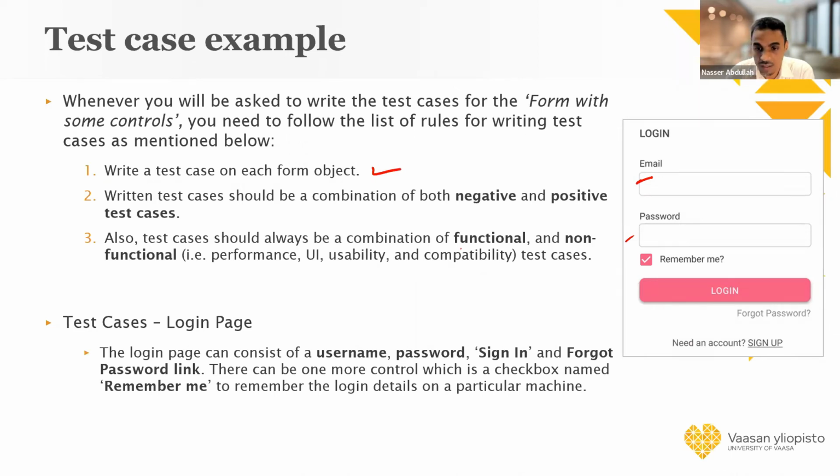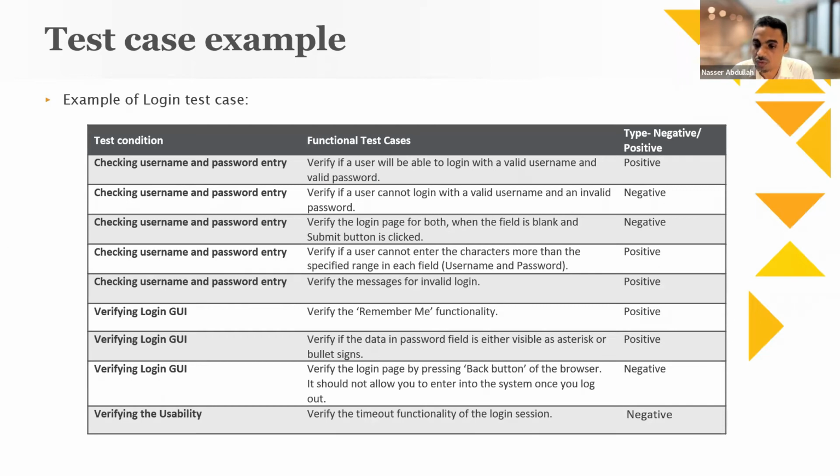So here, we have this example. We want to write the test cases. As we mentioned previously, we first have to define the test conditions. From the previous example, we can verify the username and the password entry. We can verify the GUI. We can verify the usability. So these are the test conditions. First we have to list the test conditions. What do we want to verify? This is also based on your requirement. Then after that, for each of these test conditions, we will write the test cases.